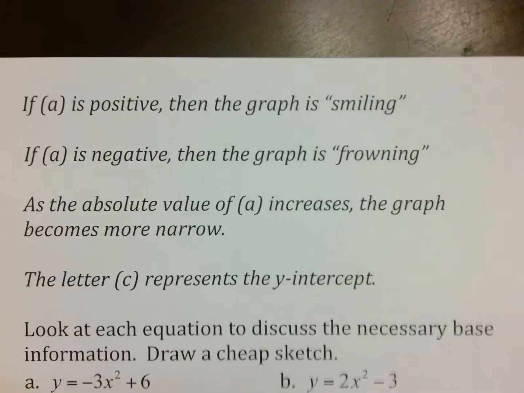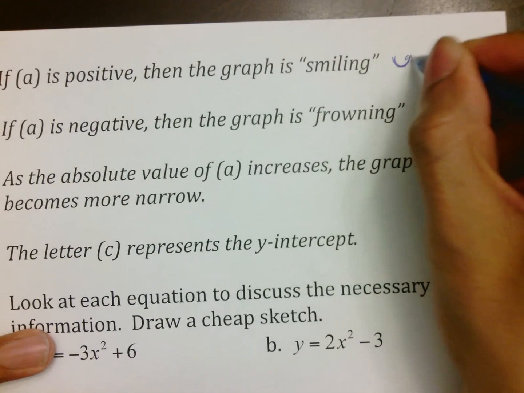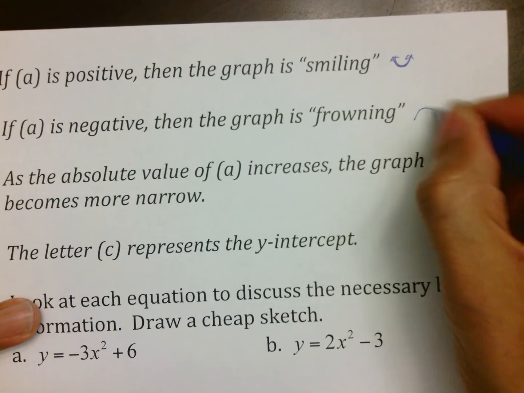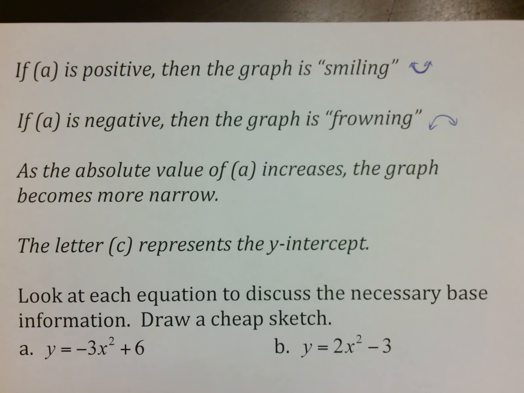If a is positive, then the graph is smiling, and you might want to do this. That means the graph looks like this. If a is negative, that means the graph is frowning, which means it's going to look something like that. If the absolute value of a increases, and notice I said absolute value increases, the graph becomes more narrow.